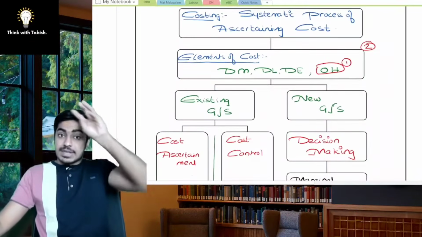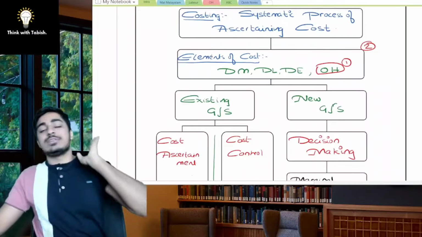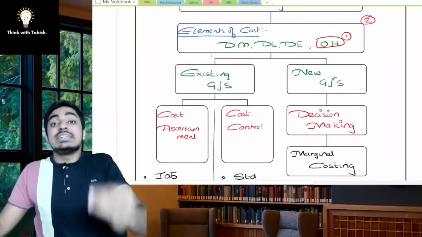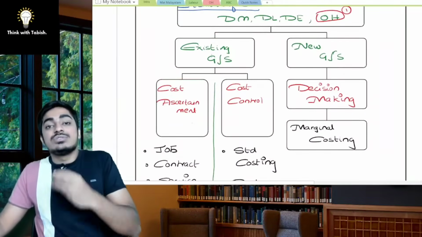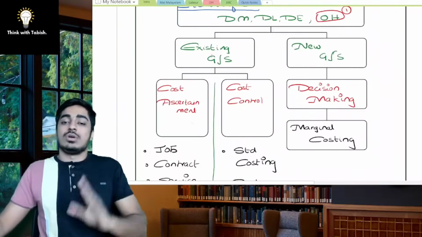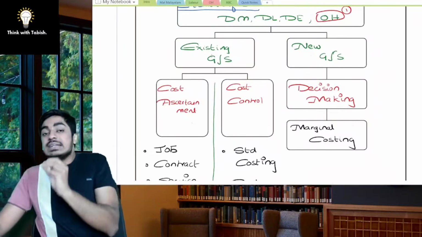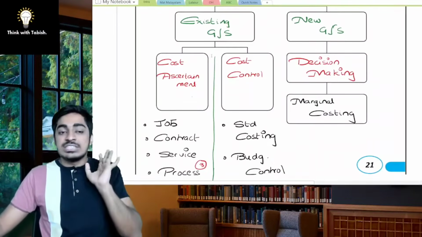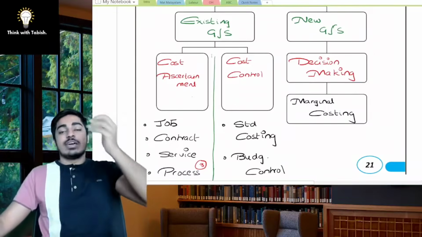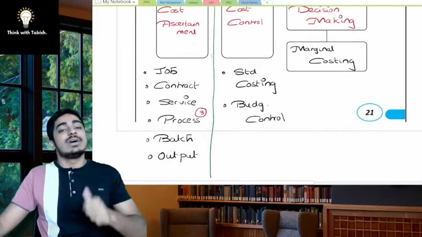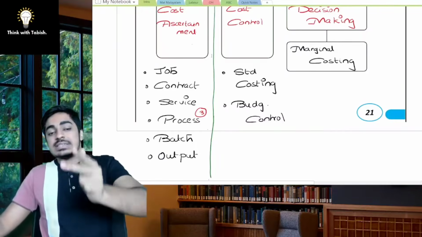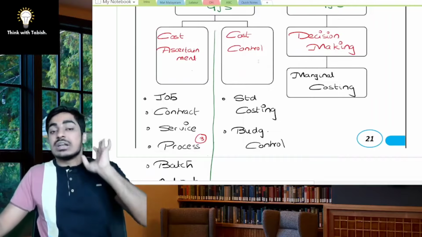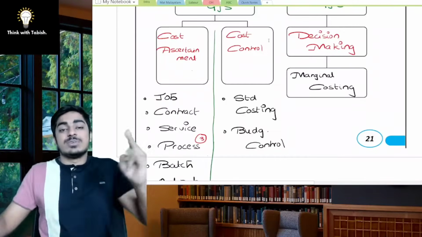Then costing can be done for existing goods or services, and can also be done for new goods or services. For existing goods or services, we have two objectives. First is to ascertain the cost: what is the cost? Second is to try and reduce the cost. That is cost control. For new goods or services, we are trying to take a decision, and decisions are made on the principle of marginal costing. For existing goods or services, for cost ascertainment, we have different methods of costing. What all do we have? We have job costing, contract costing, service costing, process costing, batch costing, and unit costing. For cost control, we want to try and reduce the cost, and we have two techniques.